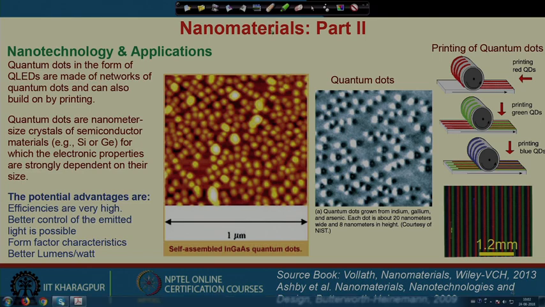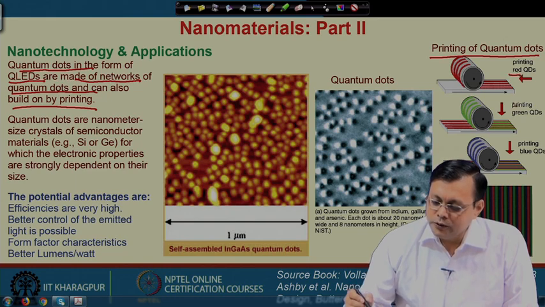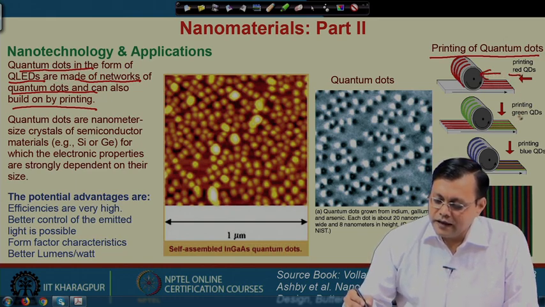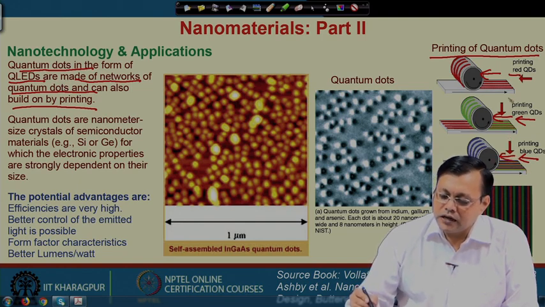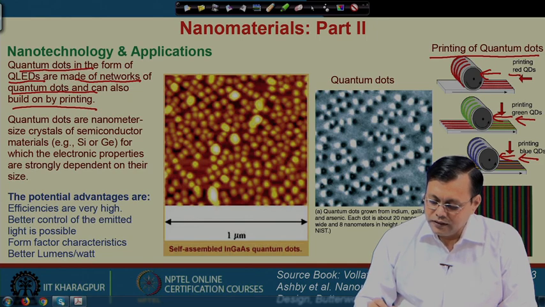What you can see here is that the quantum dots in the form of quantum LEDs are made of a network of quantum dots and can also be built by printing. So, I can take such printing technology, where red QLEDs are printed first and then the green LEDs are printed in the second line, and then the third, I print the blue one. So, I get continuously R, G and B. So, here you can see that we have red, green and blue, one after another.